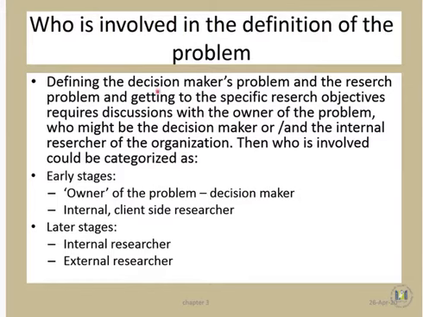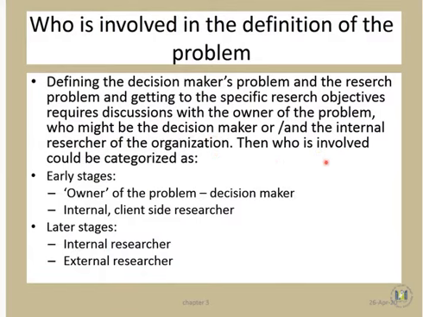Another important question that should be answered regarding the definition of the problem is who is involved in this process. Defining the research problem and getting to specific research objectives requires discussion with the owner of the problem. The owner of the problem is responsible for an individual problem, and he oversees the handling of the problem, bringing in analysts and specialists as needed to handle this problem. So the problem owner is responsible for seeing the analysts and specialists bring the problem to close. Or even he could be the internal researcher of the organization.